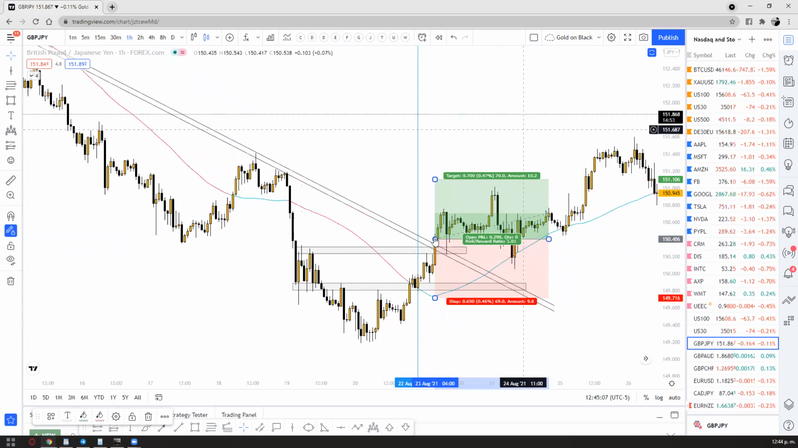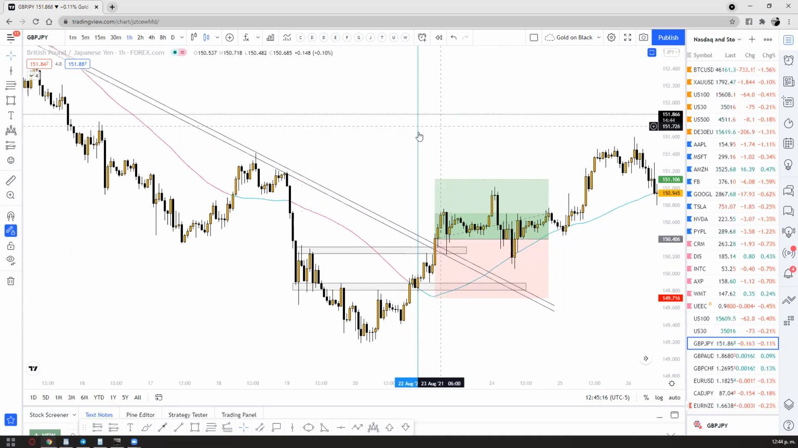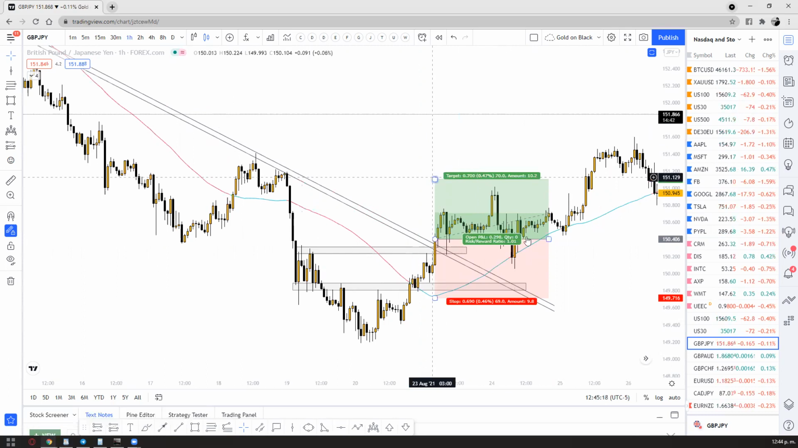So before you make the entry, let's say the price broke there, boom. You're considering making the entry right there. So of course, you look at the 50 simple moving average. We are on top of the 50 simple moving average.